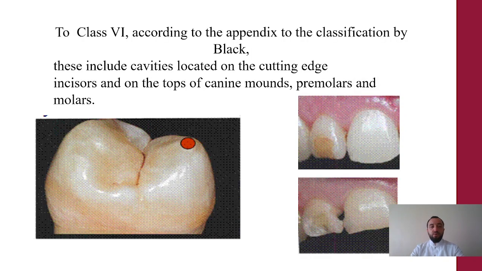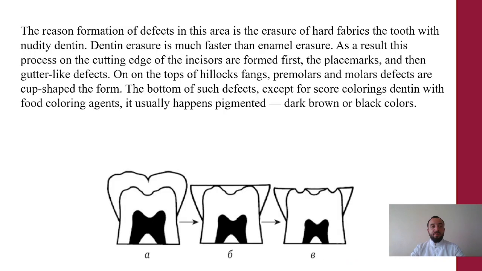Class 6 according to the appendix to the classification by Black includes cavities located on the cutting edge of incisors and on the tops of canines, cusps, premolars and molars. The reason for the formation of defects in this area is the abrasion of hard tissues with exposure of dentin. Dentin abrasion is much faster than enamel abrasion.